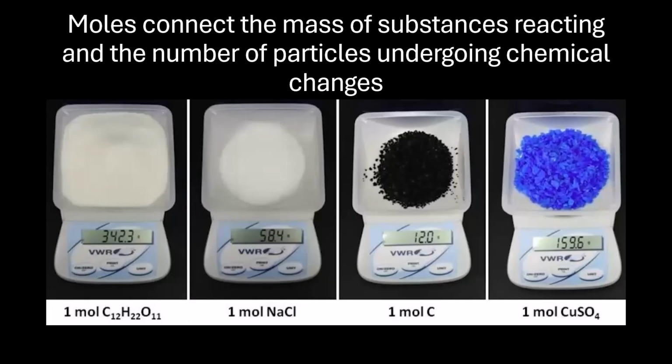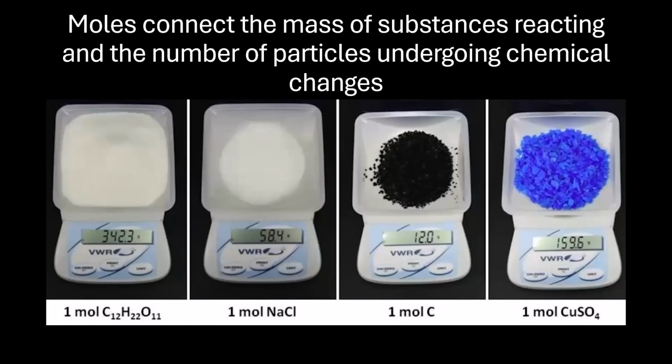So some students kind of struggle with this idea of a mole and what is it. On this slide, we have an example of sucrose, sodium chloride, carbon, and copper sulfate. If you'll notice on the electric balance, the mass of each of these substances is different, but each of them is going to contain exactly 6.02 times 10 to the 23rd particles. And so this is Avogadro's number. We're going to go much more in depth in a little bit, but while the samples all contain that same number of particles, the mass of each sample is different.